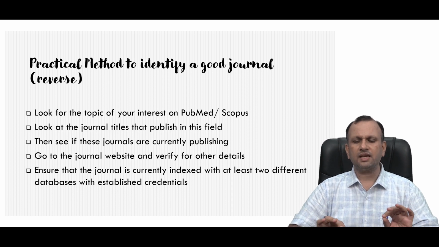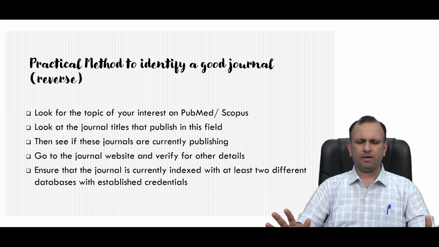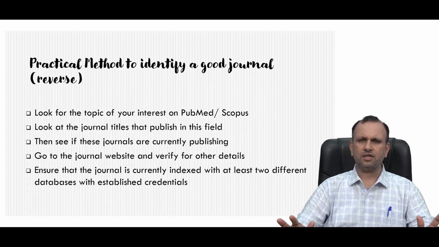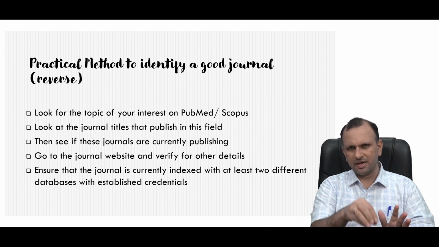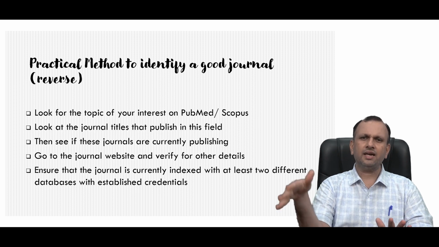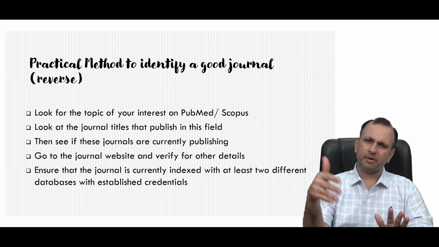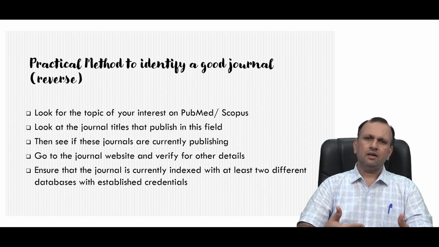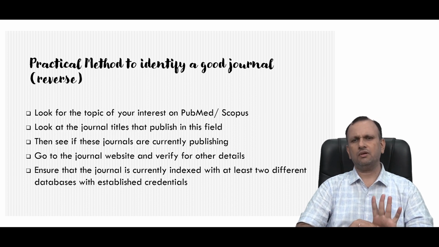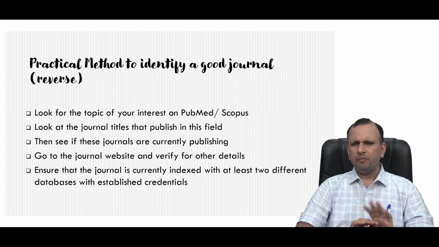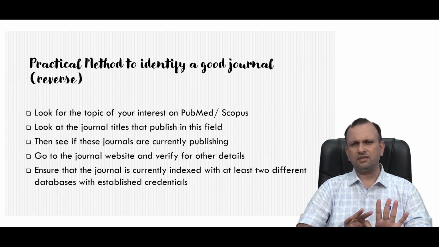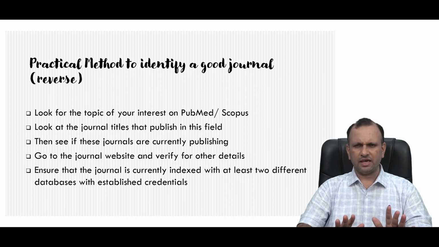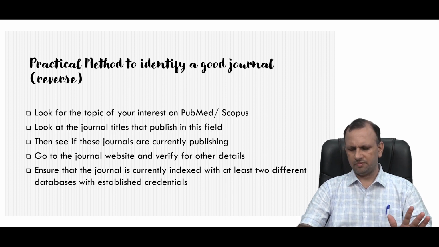And then ensure that the journal is currently indexed with at least 2 different databases with established credentials. For example, PubMed and Medline, PubMed and Scopus, Scopus and Medline, Medline and Web of Science, Web of Science and Scopus. So see, this is how different combinations can be made, and at least ensure that a journal is indexed with at least 2 of these good databases. Then possibly there are no chances that you end up submitting to a wrong journal. On most of the occasions, it will be a good journal, right?